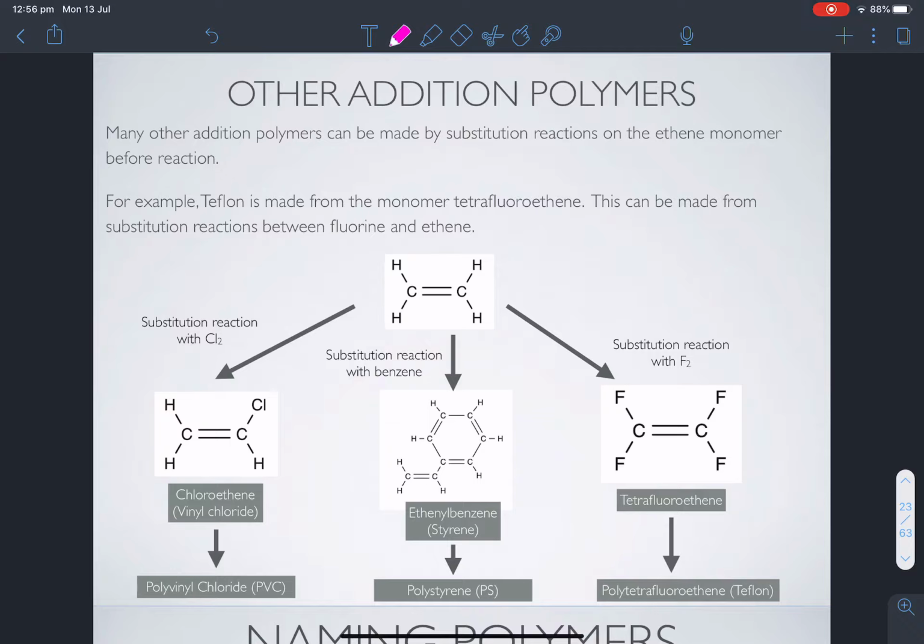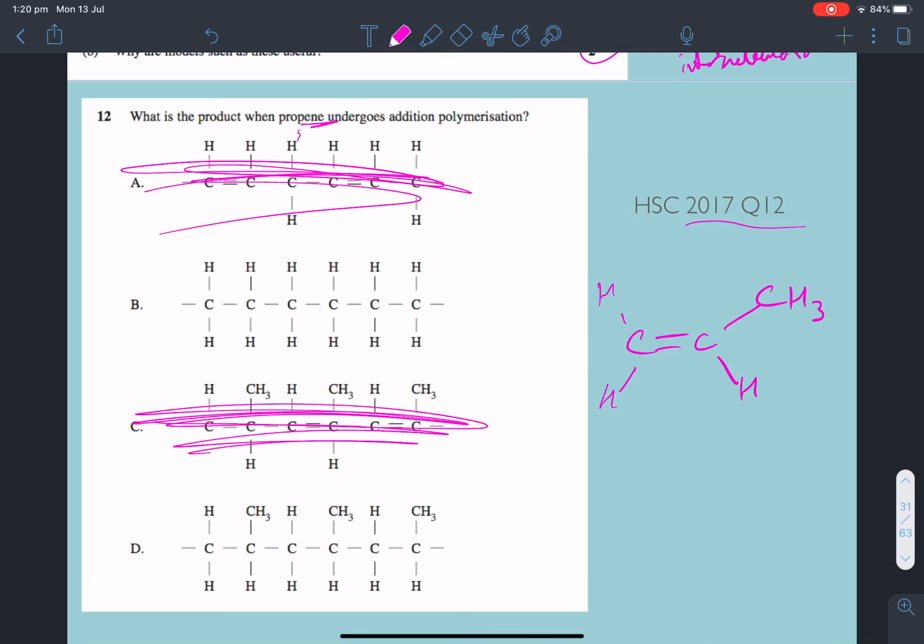So when you get addition polymerization, notice that we're starting from an ene. We would be going down to an ane. So any of these with a double bond should be gone. Double bonds in there, go away. Double bonds in there, go away. Okay, single bonds, good. Single bonds, good.